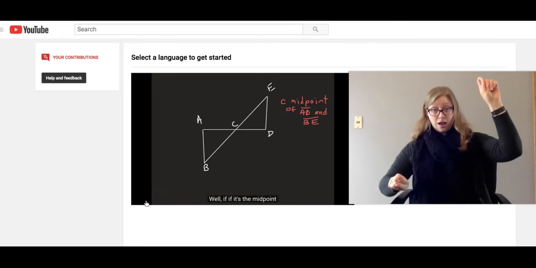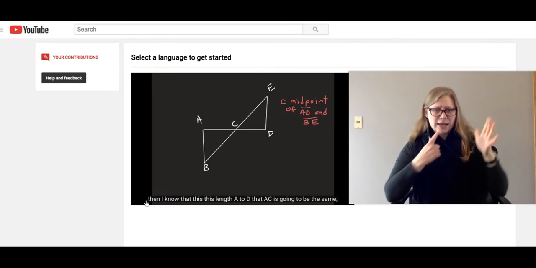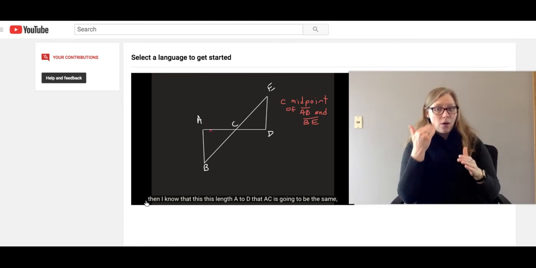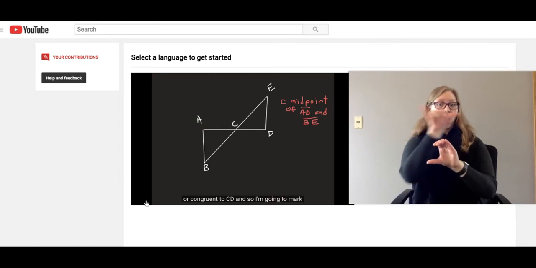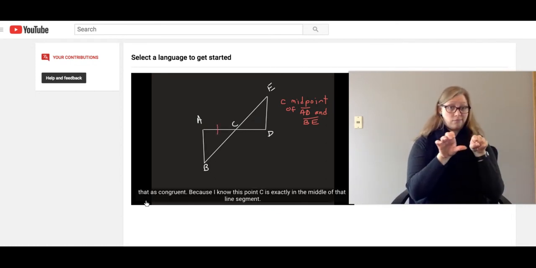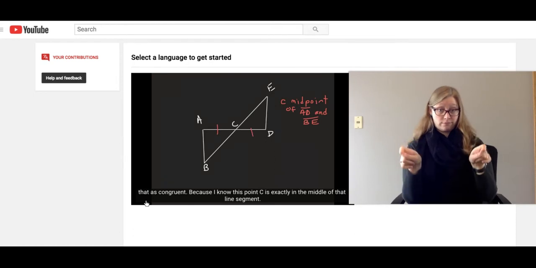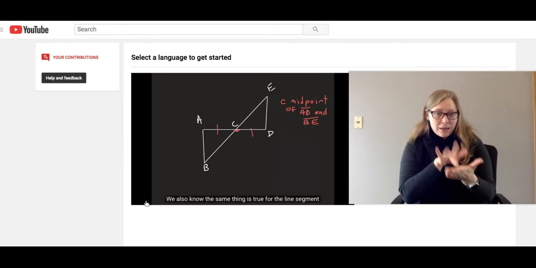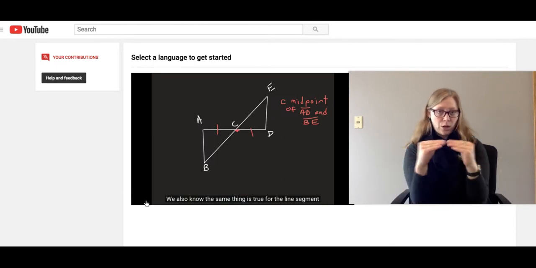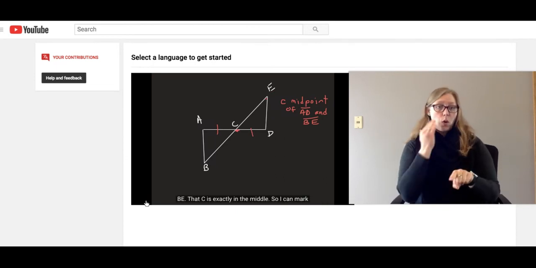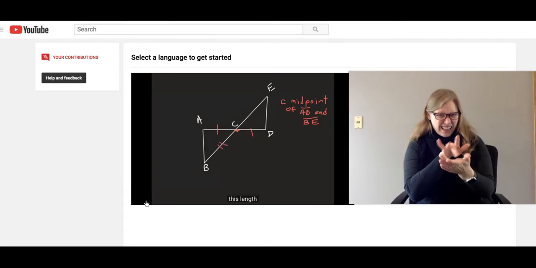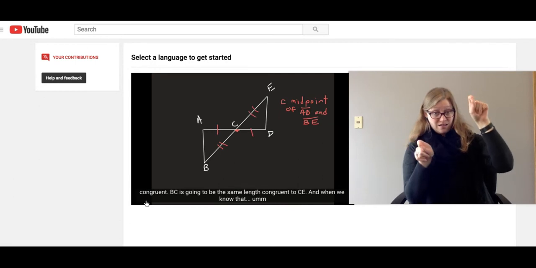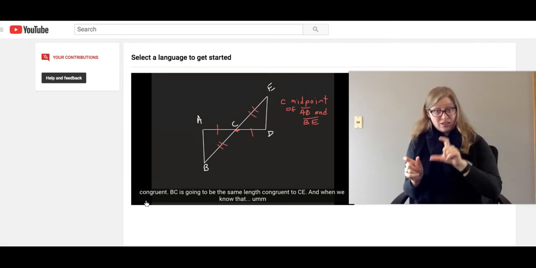Well, if it's the midpoint, then I know that this length A to D, that AC is going to be the same or congruent to CD. And so I'm going to mark that as congruent because I know this point C is exactly in the middle of that line segment. We also know the same thing is true for the line segment BE, that C is exactly in the middle. So I can mark this length congruent. BC is going to be congruent to CE.